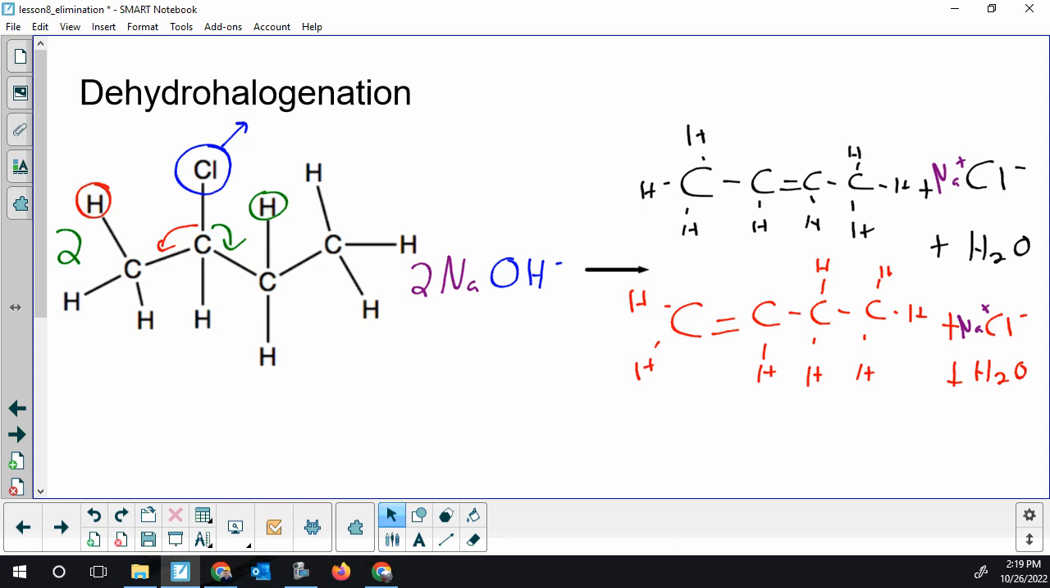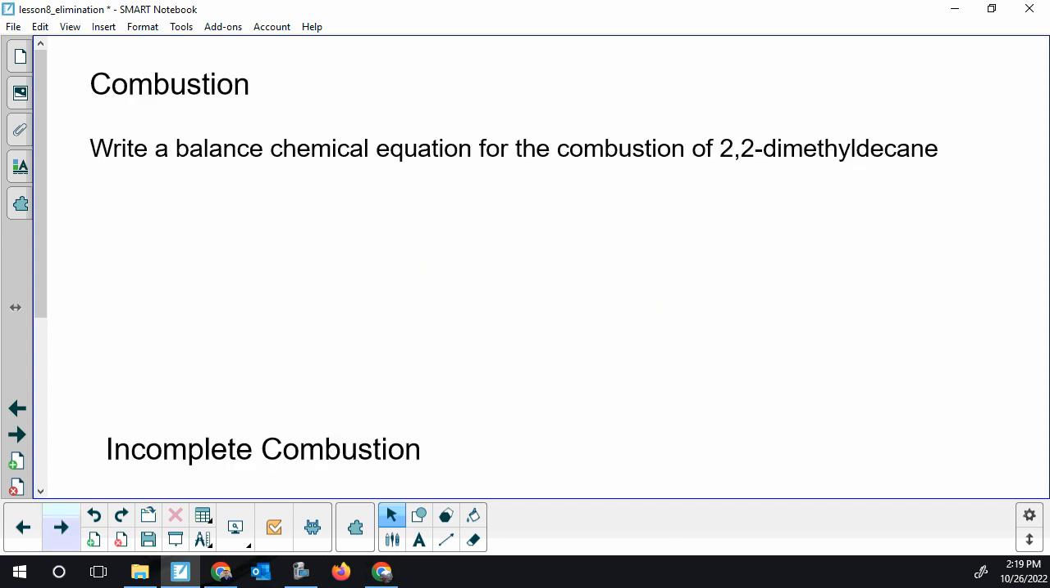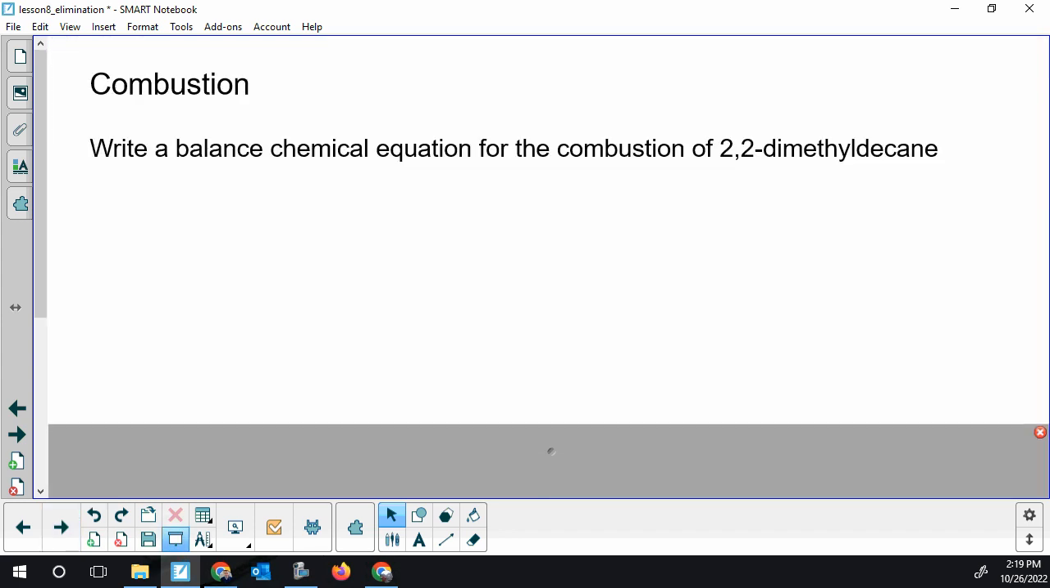So that's mostly through our reactions. We have seen addition, we've seen substitution, we've seen dehydration, we've seen dehydrohalogenation. Now just a quick recap of some previous reactions that you might see. Complete combustion and using generic formulas. I'm going to write a balanced chemical equation for the combustion of 2,2-dimethyldecane, and I'm not going to draw it. We've learned skills that would replace drawing that to get the molecular formula.